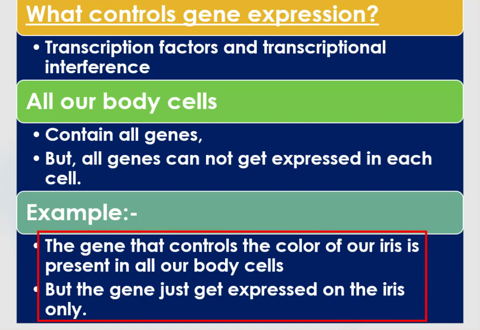For example, the gene that controls the color of our iris is present in all our body cells, but the gene is switched on and gets expressed only in the iris of our eyes. But the gene that controls the color of our iris must be switched off in our other body cells like skin cells, nerve cells, cardiac cells, muscle cells, alveoli, and etc.